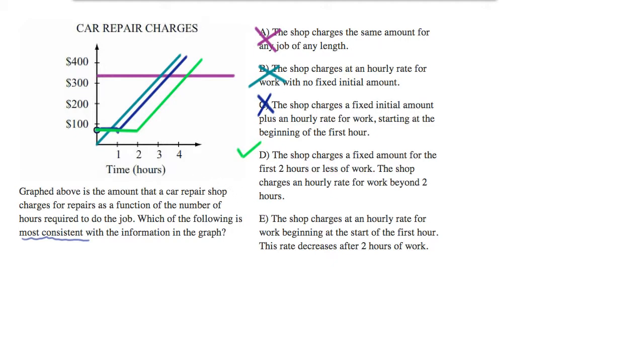Let's check E just to be sure. The shop charges an hourly rate for work beginning at the start of the first hour. This rate decreases after 2 hours of work. What that would look like, this is a weird chart. Let's see, I need a new color. Would be if they charge an hourly rate starting at the beginning of the first hour, and then after they get to 2 hours, they're still going to charge you, but they're going to charge you at a lower rate. That would be E, which is not correct.